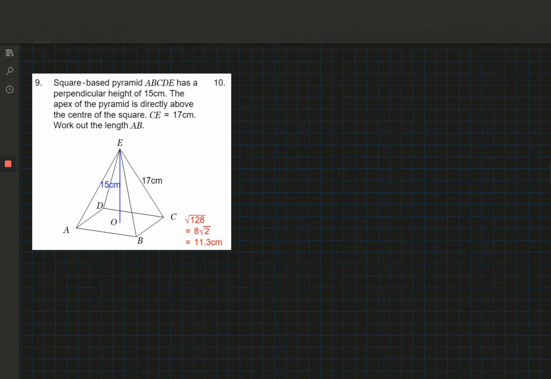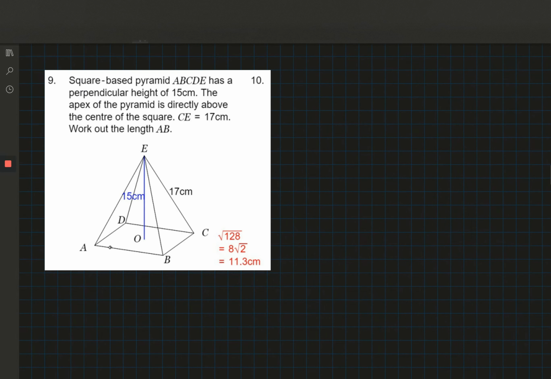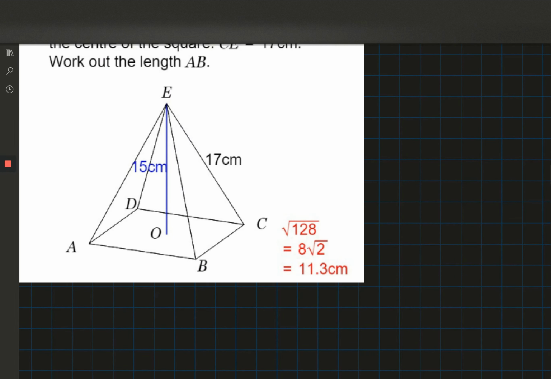Well, I'm going to go through the three questions that most of you had issues with: 3D Pythagoras and 3D trigonometry. So this is question 9 from the Pythagoras worksheet. You're told you have a square-based pyramid that has a perpendicular height of 15, which is given to you in the diagram. The apex of the pyramid is directly above the center of the square, and CE is 17, and that's also labeled, and we're looking for length AB. So we want the length of one side of this base.